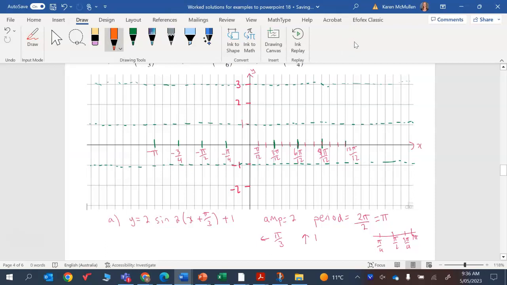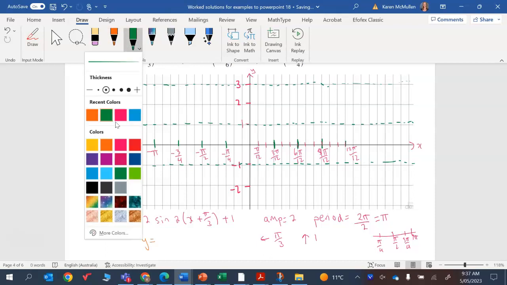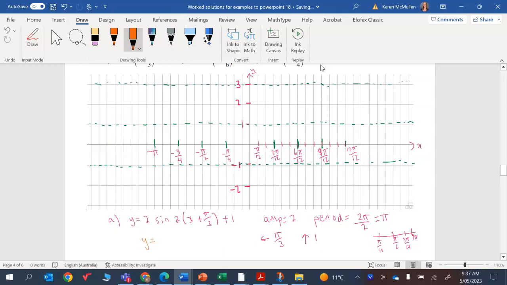All right, now you can do this all in one go if you feel confident, but I do think it's a good idea to sketch it without the horizontal shift first. So in orange, I might just do it in a thicker one so it's a bit easier to see. In orange, we're going to do y equals 2 sine 2x plus 1. So I'm not going to do that horizontal shift just yet, because a horizontal shift is easier once you draw your dots. And it'll make sense once I draw the dots.